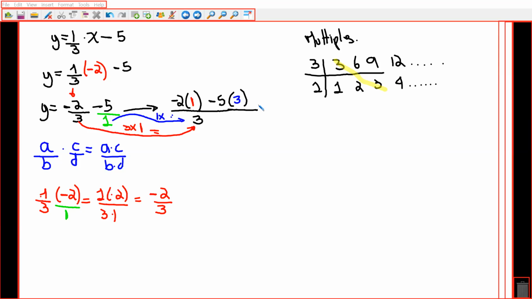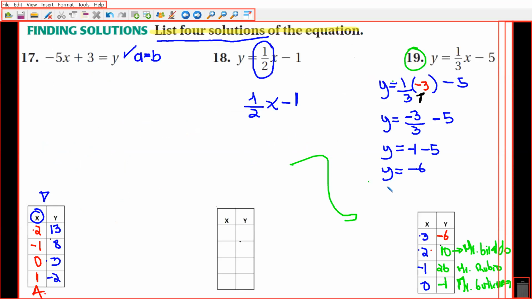And then I continue. This is equal to y. So -2 times 1 is -2. Negative 5 times 3 is negative 15, divided by 3. How much is negative 2 minus 15? Negative 17. Negative 17 thirds. Okay? Any questions?